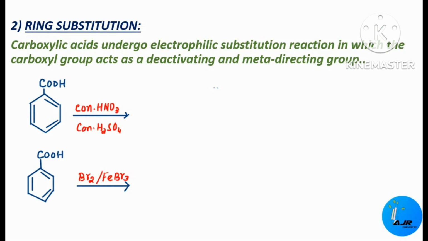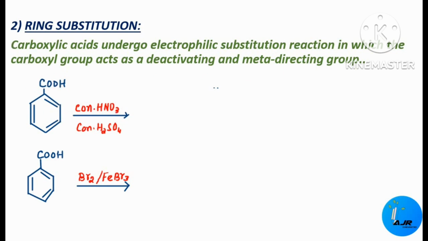So the next one is the ring substitution reaction. In ring substitution, carboxylic acids undergo electrophilic substitution reaction in which the carboxyl group acts as a deactivating and meta-directing group. That means the group which is coming in to attach to this ring will be directed towards the meta position by this carboxylic acid. Understood? So let me write the product here.